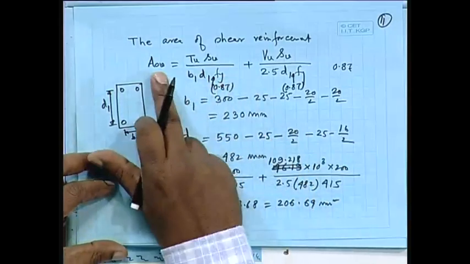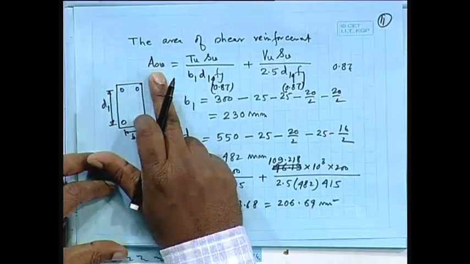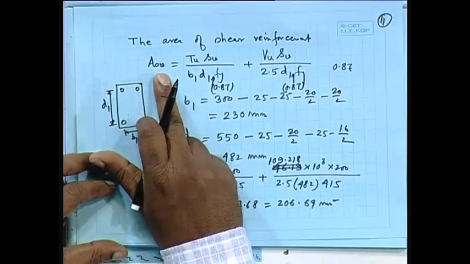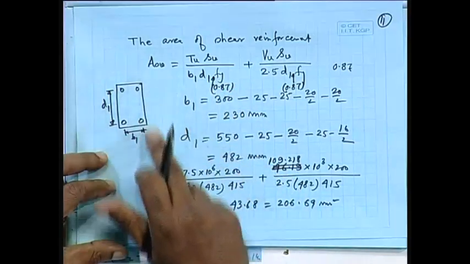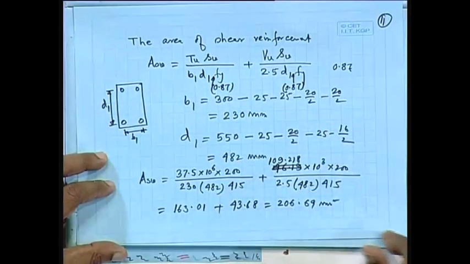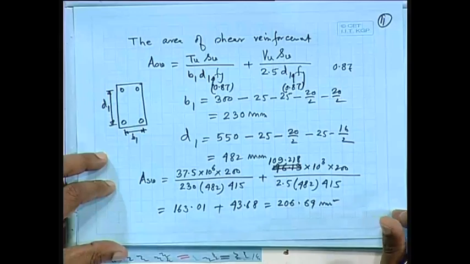That means your area of steel will be more here, so you will get more reinforcement. Accordingly, you change the rest of the calculation of the problem which we did in the last class. Okay.